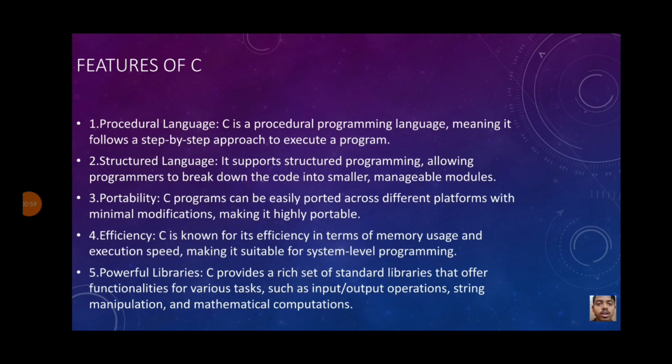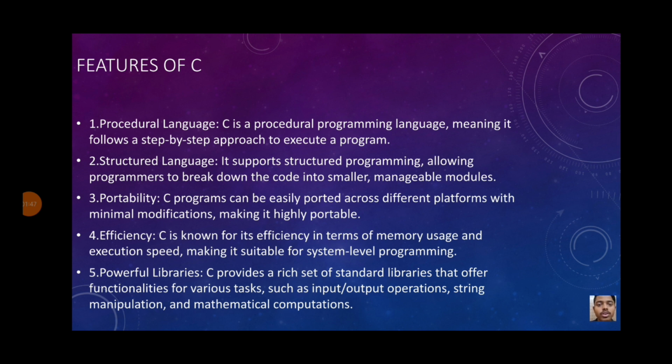Features of C. First one, procedural language. C is a procedural programming language, meaning it follows a step-by-step approach to execute a program. Second one, structured language. It supports structured programming, allowing programmers to break down the code into smaller, manageable modules. Third one, portability. C programs can be easily ported across different platforms with minimal modifications, making it highly portable.